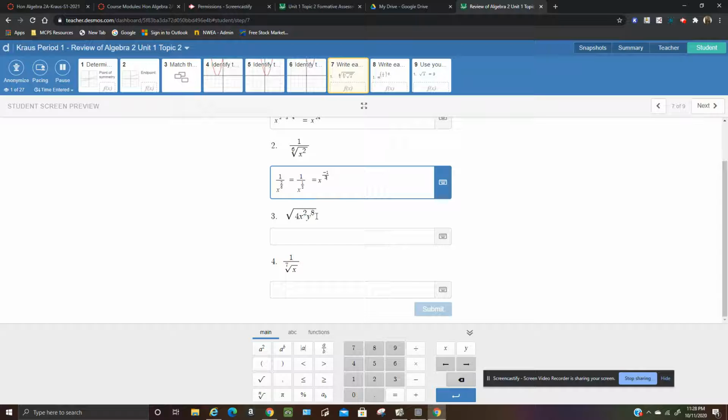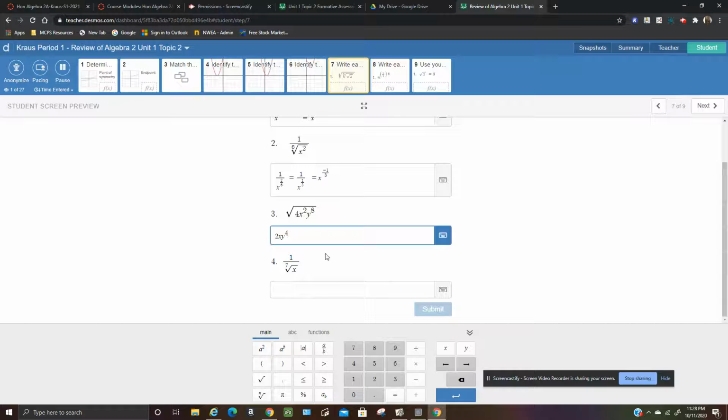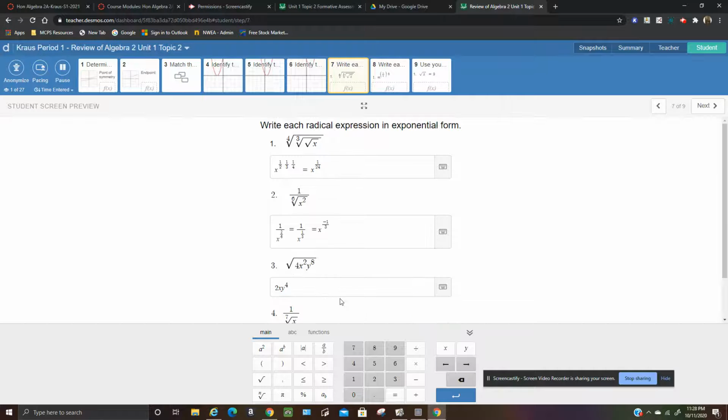And then if you take the square root of this expression, square root of 4 is 2, and square root of x squared is x, and the square root of y to the 8th is y to the 4th. So 2x y to the fourth.